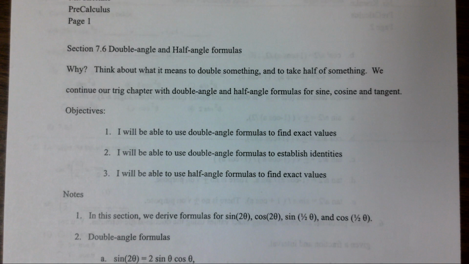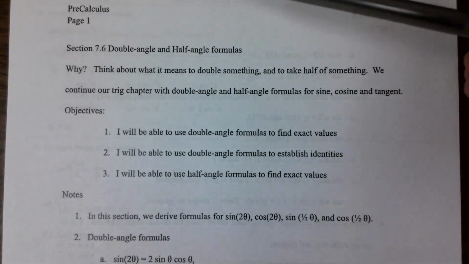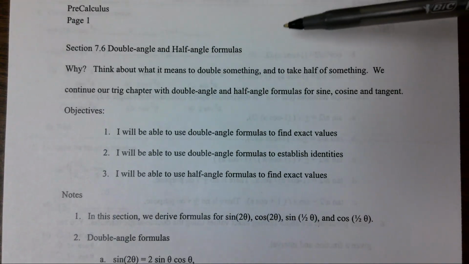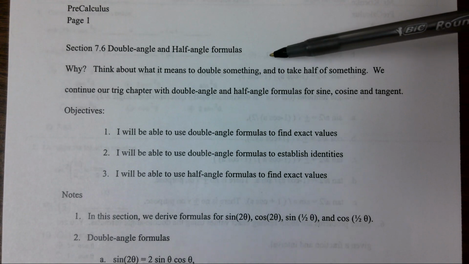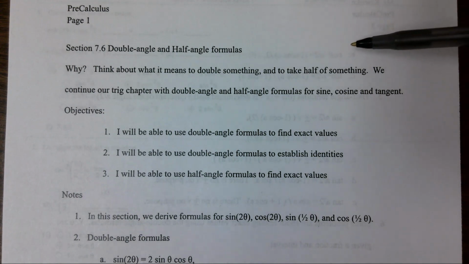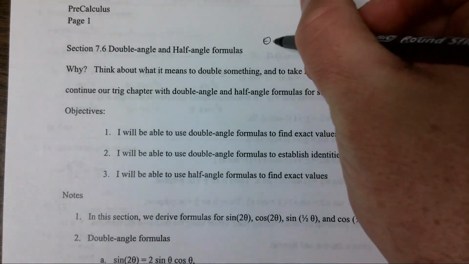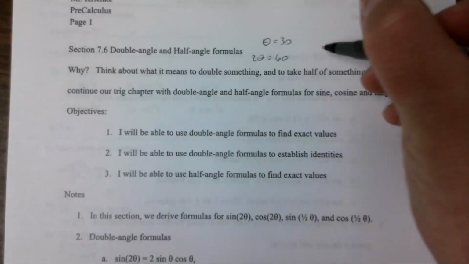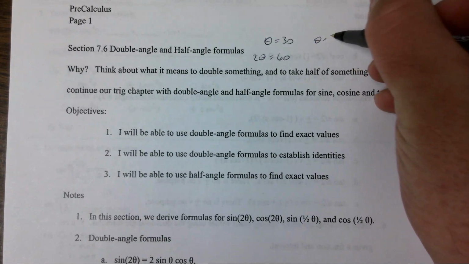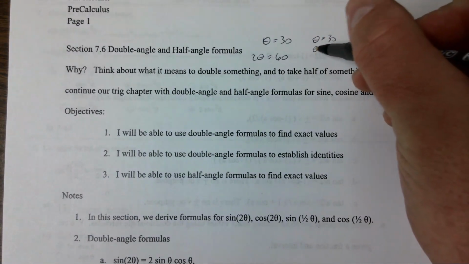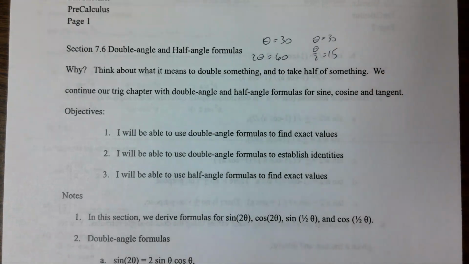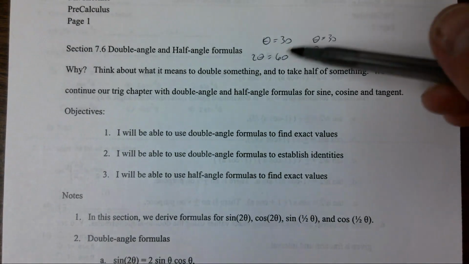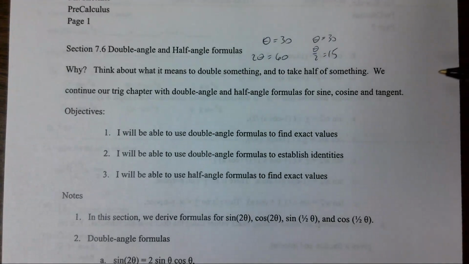Six notes. So now we're on double angles and half angles. Why we're studying this is, think about what it means to double something and to take half of something. If theta is 30, then the double angle would be 60, and if theta were 30, then theta over 2 would be 15. So we are going to use angles that you either multiply by 2 or divide by 2.